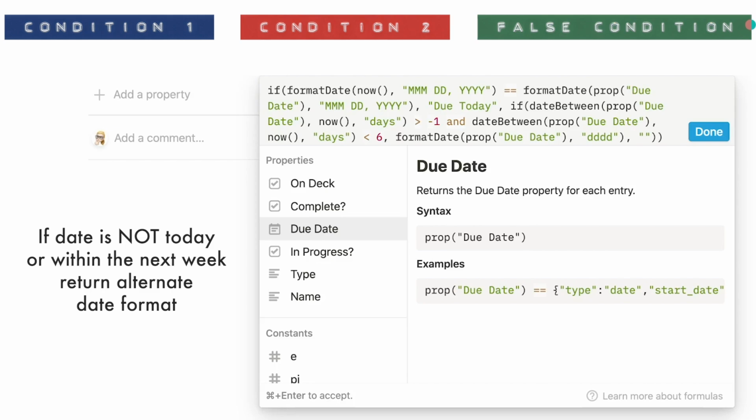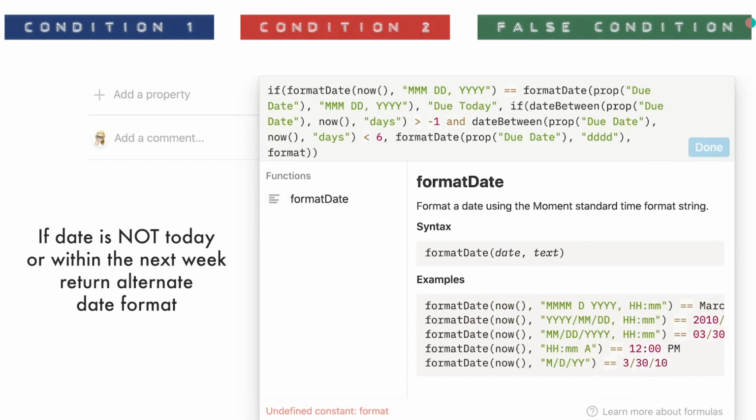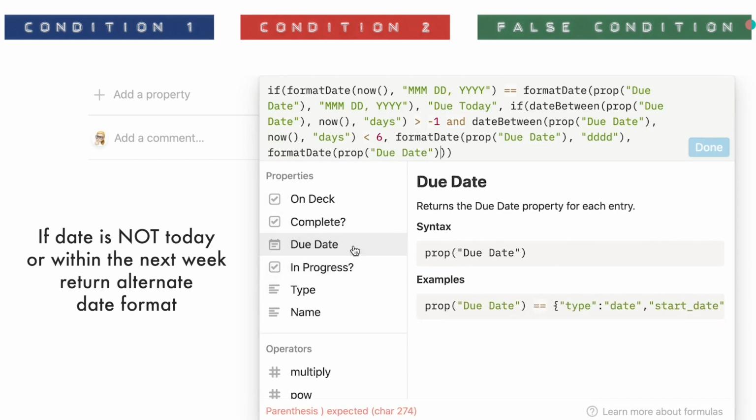Now let's change that false condition. Let's say instead of it just being empty, I want the date, but just in a different format. So let's delete those quotes and say format date. Again, wrap that around the due date and just show me the due date in a different way. So say month/day/year.